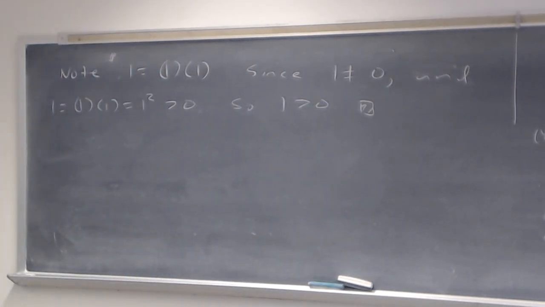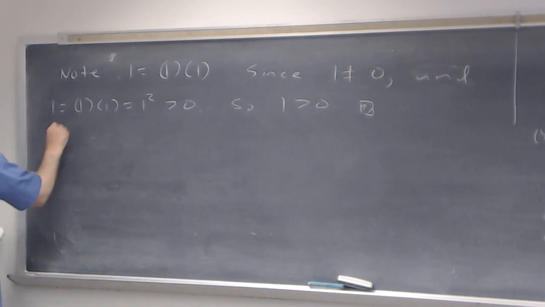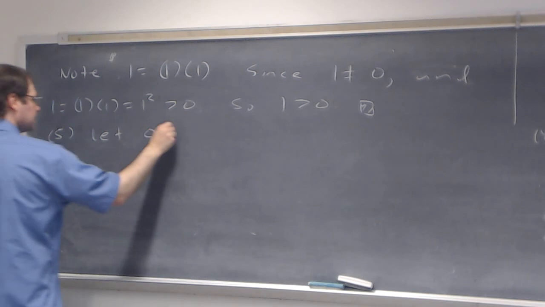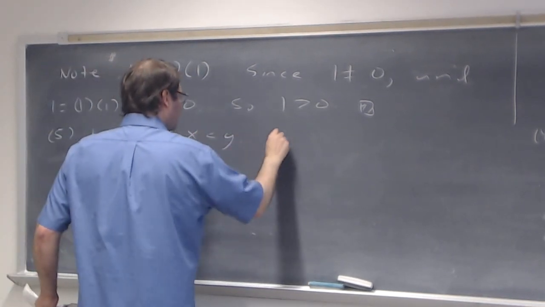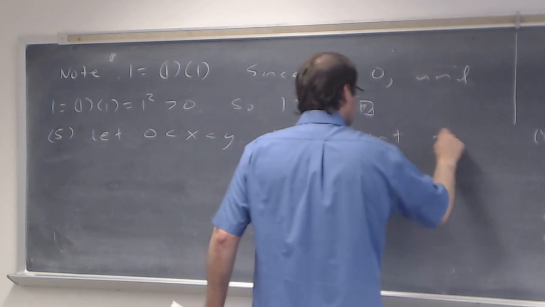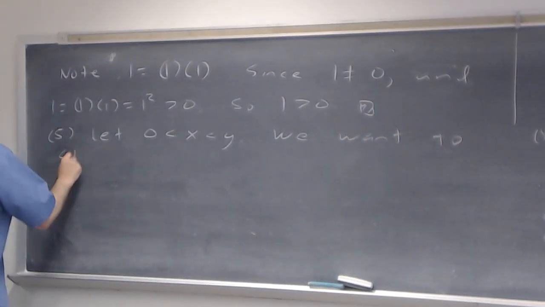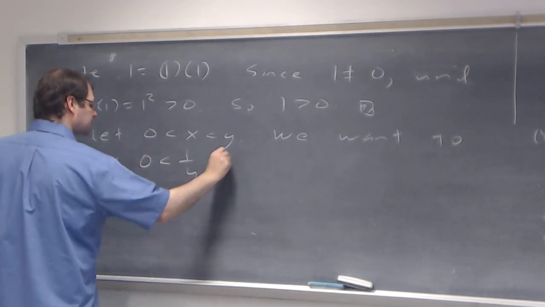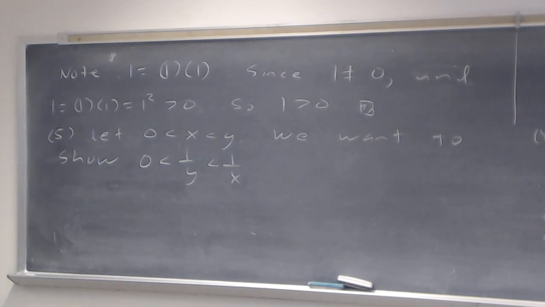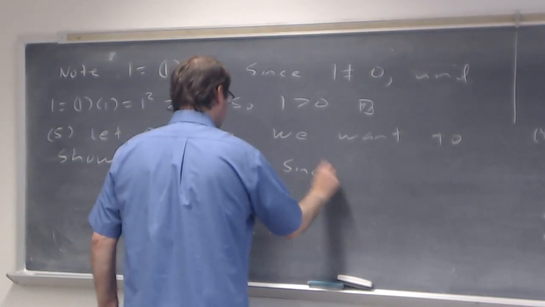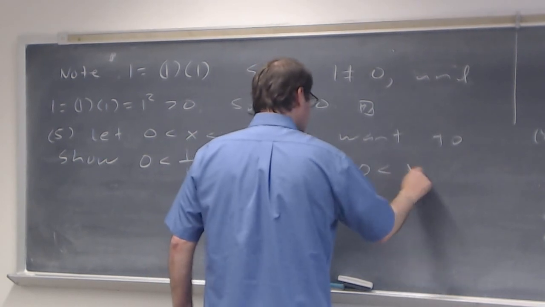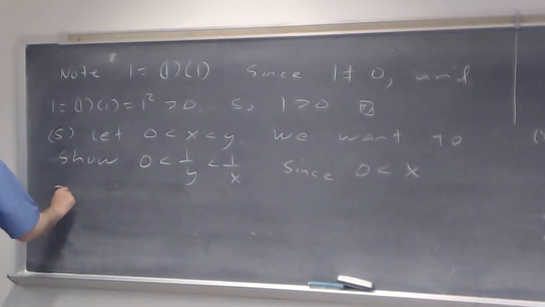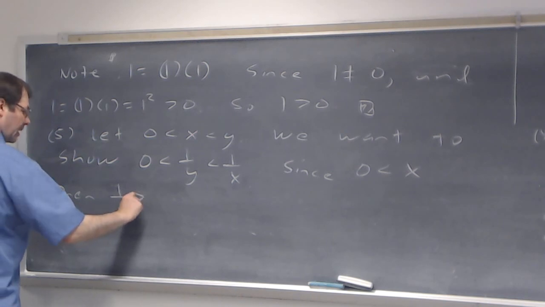Now, the last thing we had was part 5, and here we're going to let 0 be less than x be less than y, and we want to show that 0 is less than 1 over y is less than 1 over x. Okay. Well, here's what we'll start off with. Since 0 is less than x, or x is positive, then 1 over x has to be positive.